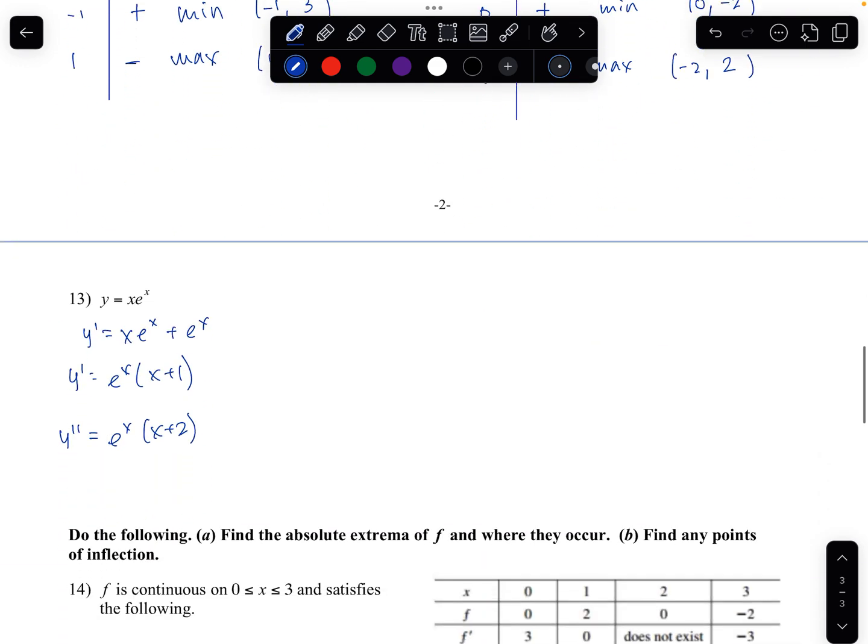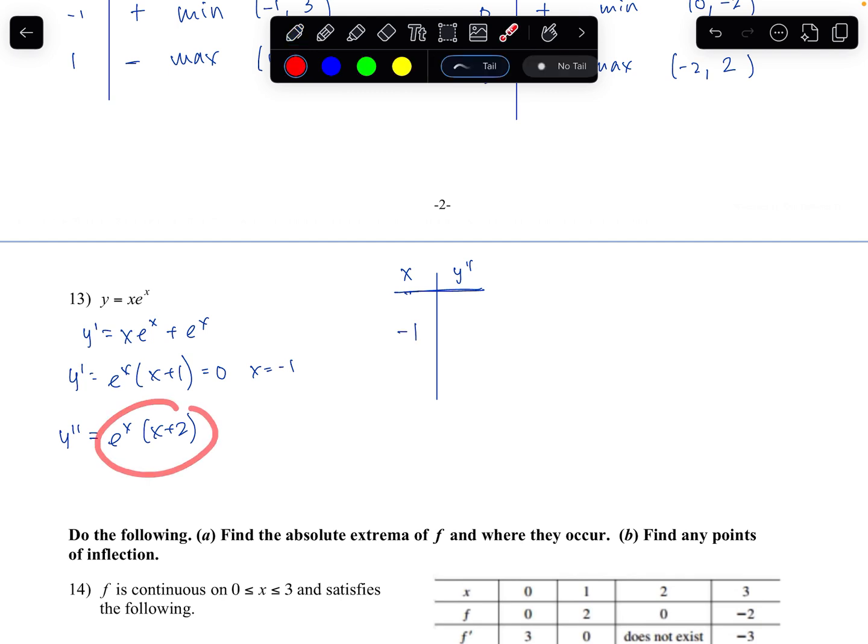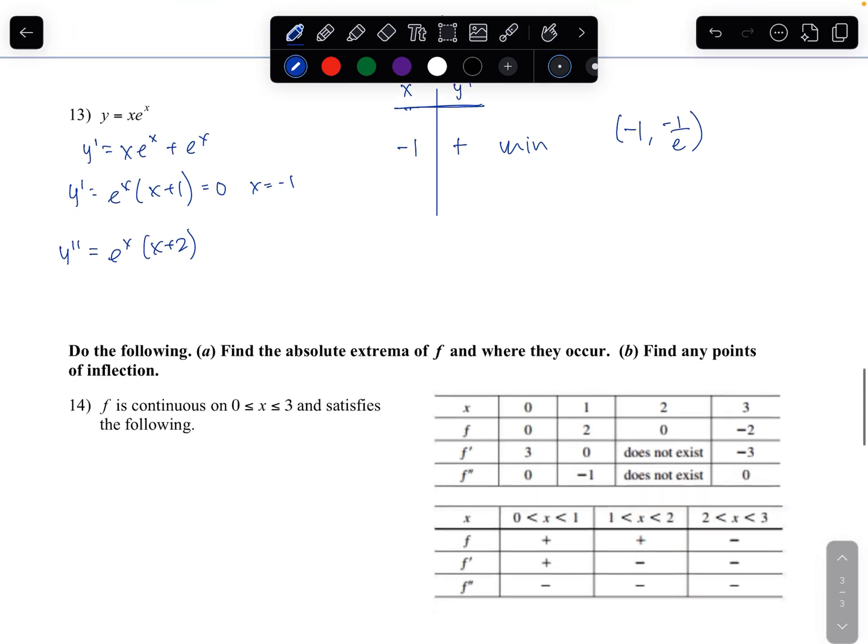Anyways, take the first derivative, find the critical point. So the critical point is going to be at negative 1. So y double prime at negative 1: if I plug negative 1 into y double prime, this is always positive. So it's going to be a positive number, which is going to be concave up, which means that this is going to be a minimum. So negative 1 is going to result in negative 1 over e, if I plug that in, I believe.